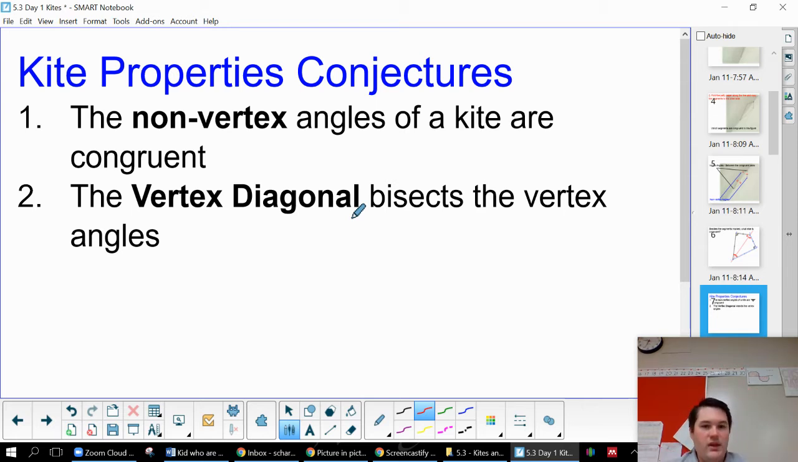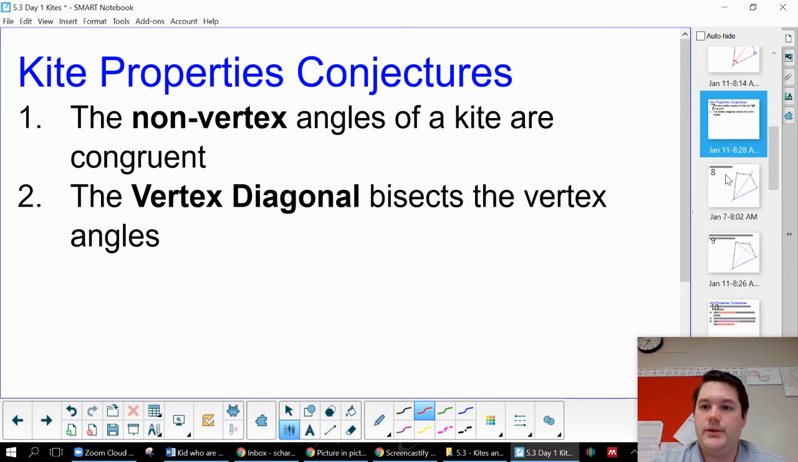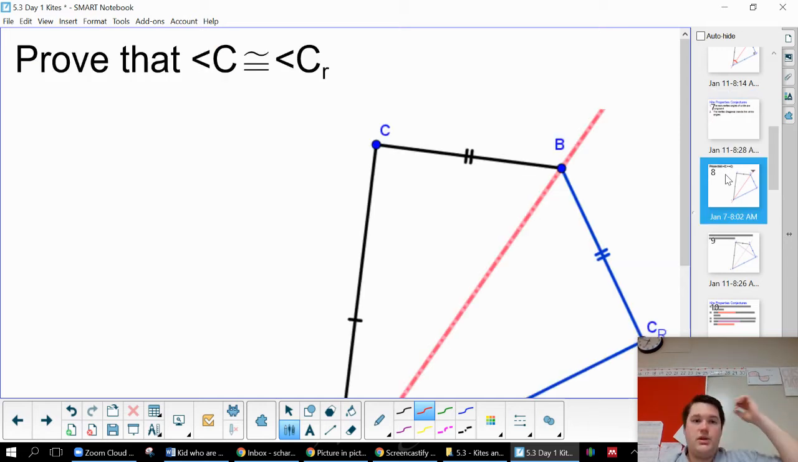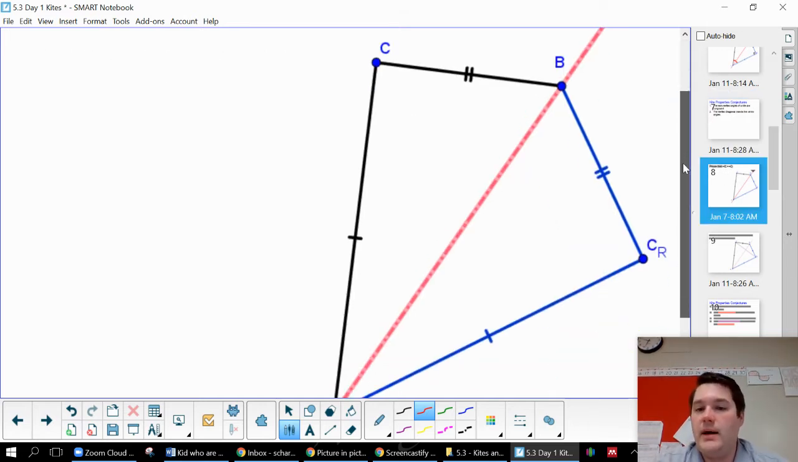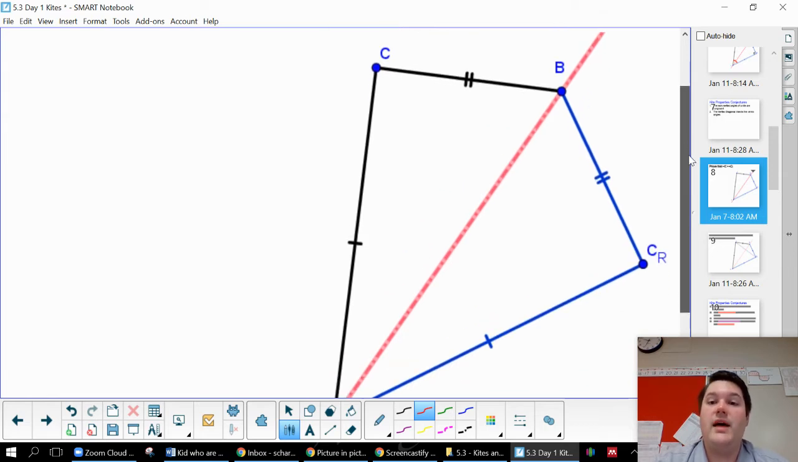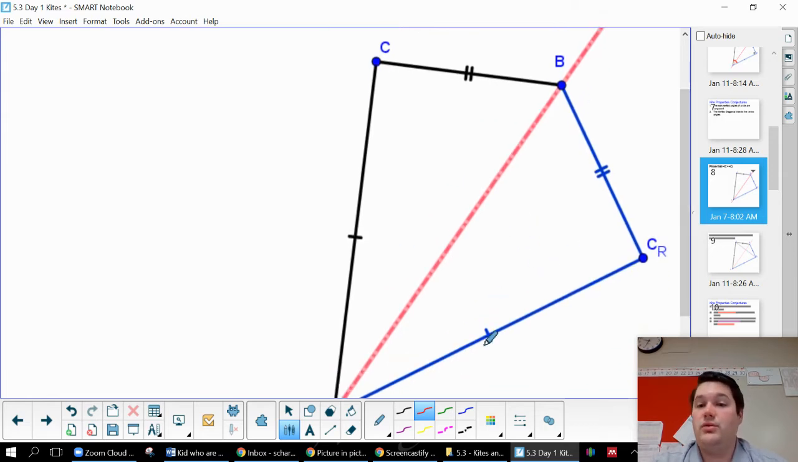Now, you do not need to necessarily know the name vertex diagonal. What you do need to know is that when you split that kite down the middle, you've got two congruent parts, two congruent angles. Okay, so we do talk a little bit about it in class, how we could necessarily prove that is true, but it all comes back to congruent triangles.